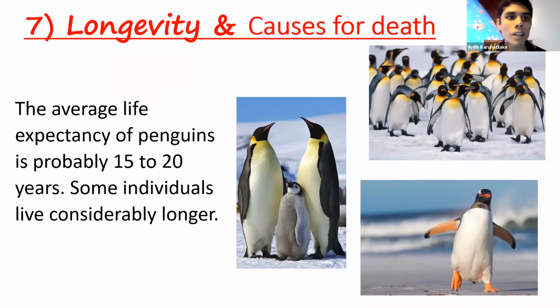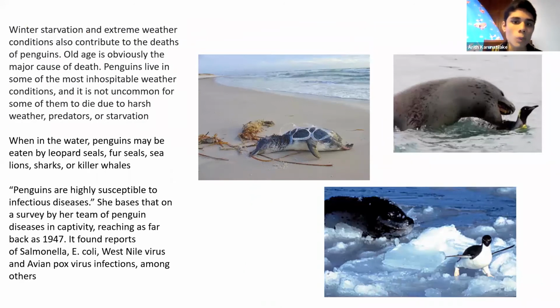Yeah, so Mali, next we'll be talking about longevity and causes for death. The average life expectancy of penguins is probably around 15 to 20 years. Some individuals live considerably longer. Winter starvation and extreme weather conditions also contribute to deaths of penguins. Old age is obviously the major cause of death.